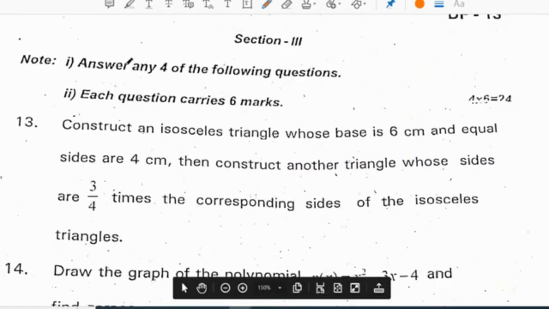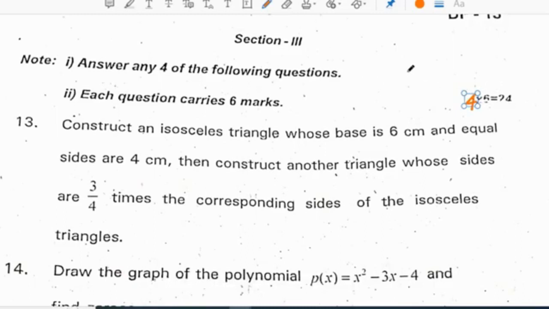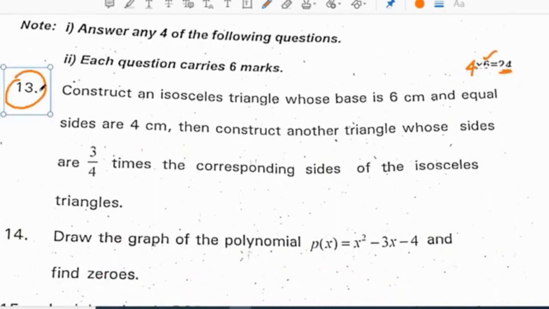We'll see section 3. It's long answers. We need to attempt 4 questions out of 6. Each question carries 6 marks. Total weightage is 24. 13th question.